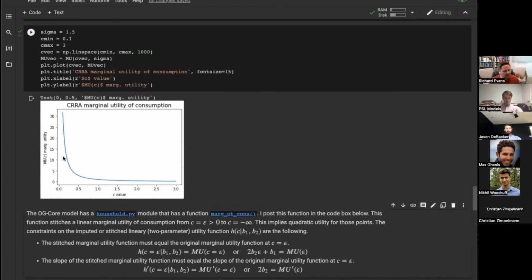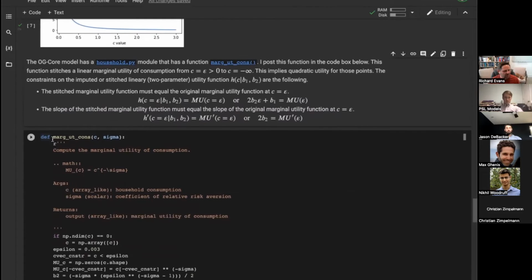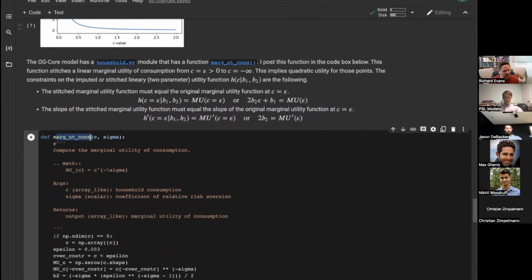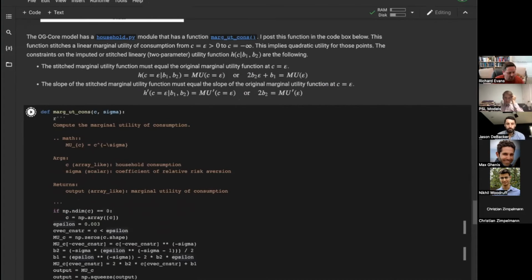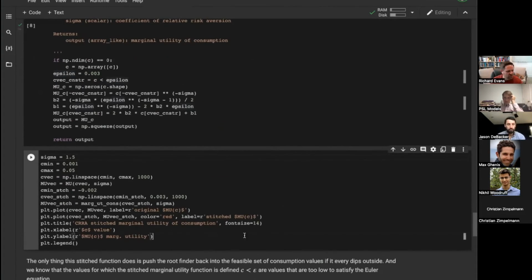And there are 2 conditions that we wanted. We wanted it to be attached at some epsilon that's low, but then the 2 conditions are that the value at that epsilon is the same as the value of the original marginal utility function, and that the slope was equal also. So those are those 2 conditions, and you can actually solve for the parameters of the line that fits that way exactly. We don't need any solver to find those. And so this function, marginal utility of consumption, is taken directly from the household.py module of OG core. Just going to execute this, and this has the stitching function, and this will show you what that looks like.